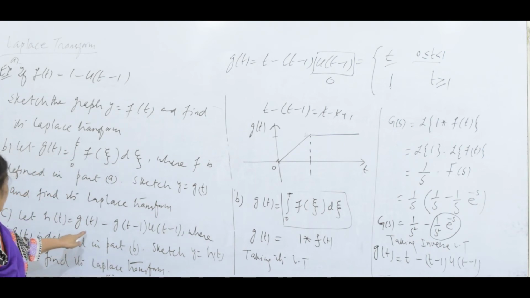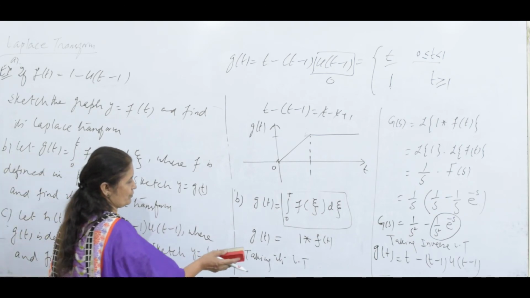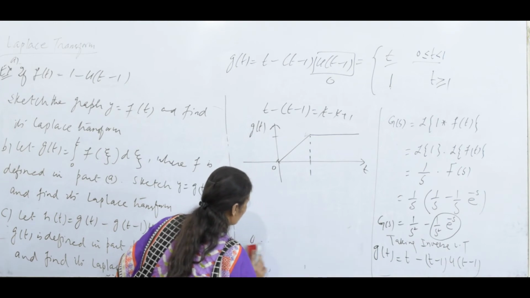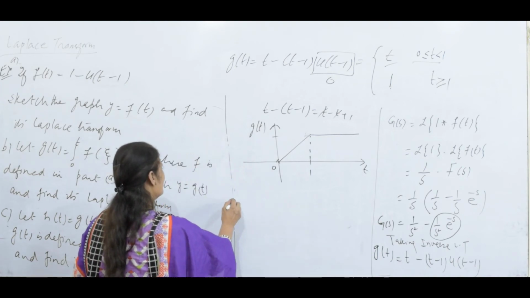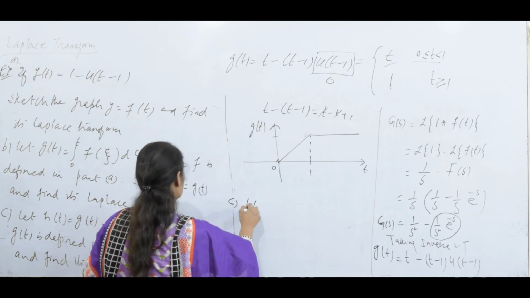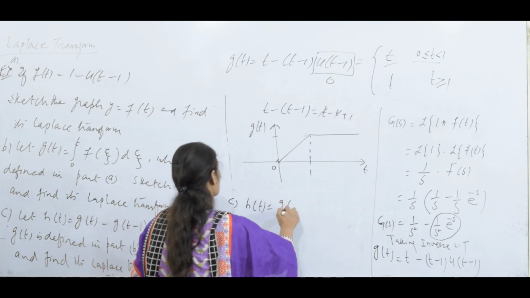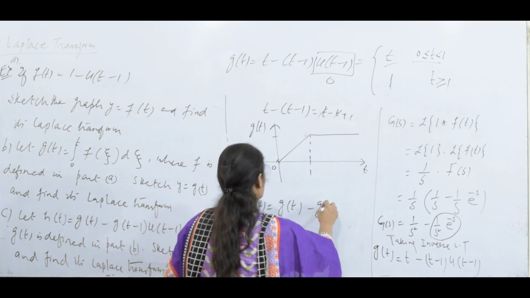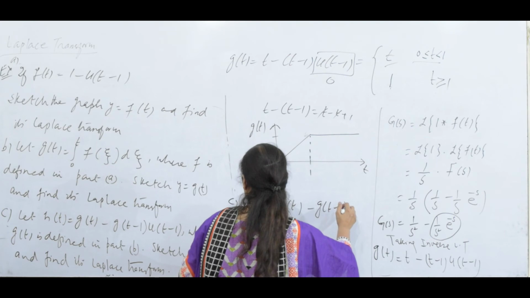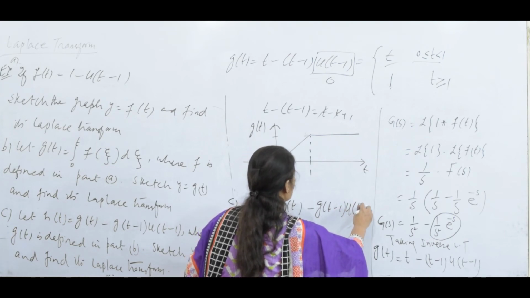Now the third one, h of t is this, where g of t is defined in part B. Sketch and find its Laplace transform. Let me take the third part. For the third part, h of t is equal to g of t minus g of t minus 1 unit step t minus 1.